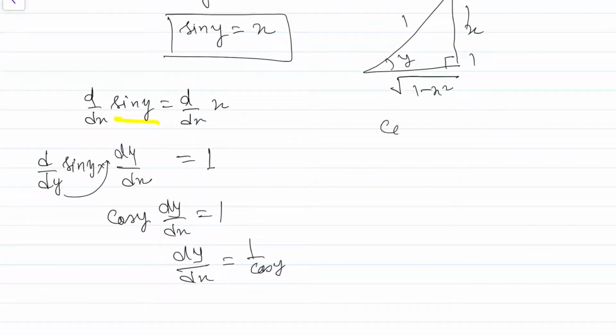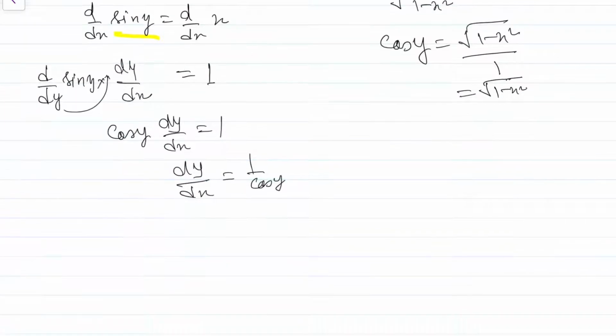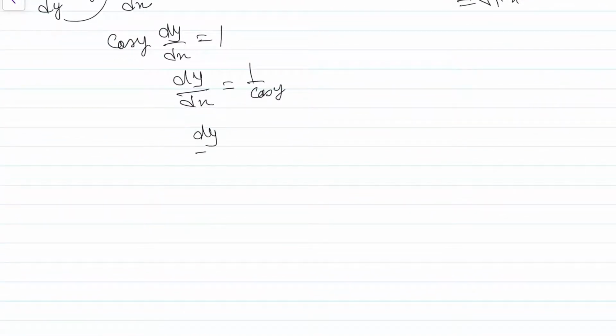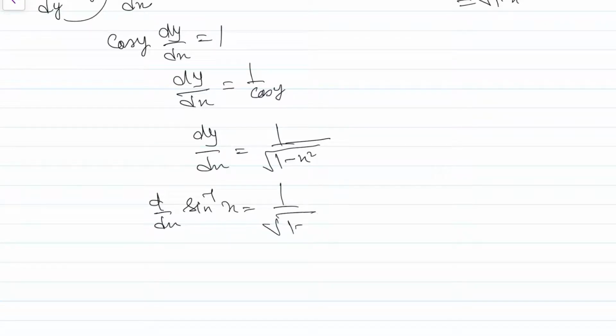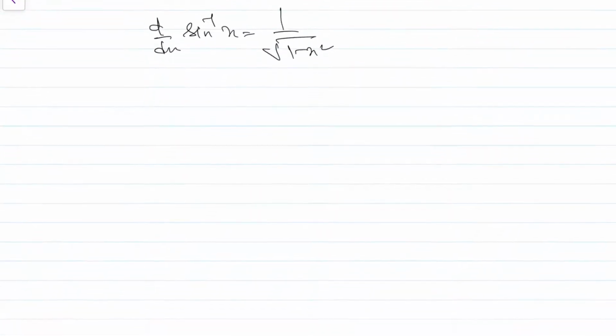Now from this figure, cos y is equal to base upon hypotenuse. Base is square root of 1 minus x square and hypotenuse is 1. So it is equal to square root of 1 minus x square. So dy by dx is equal to 1 over square root of 1 minus x square. So this is the derivative of sine inverse x. D over dx of sine inverse x is equal to 1 over square root of 1 minus x square.